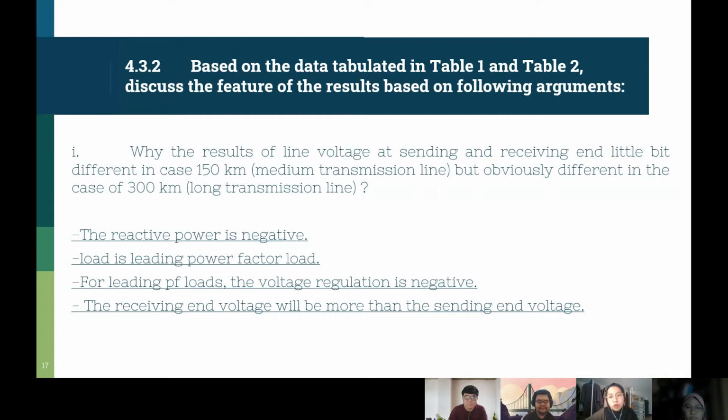For the question, based on the data tabulated in table 1 and table 2, why is the result of line voltage at sending and receiving end a little bit different in the case of 150 km, but obviously different in the case of 300 km? In both cases, the reactive power is negative. It means that the load is a leading power factor load. For a leading power factor load, the voltage regulation is negative. It means the receiving end voltage will be more than the sending end voltage. That's why all receiving end voltages are greater than the starting end voltage in the given case.